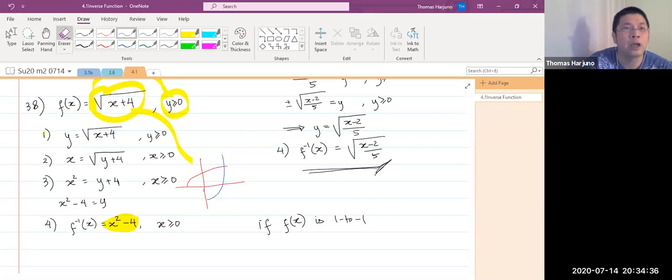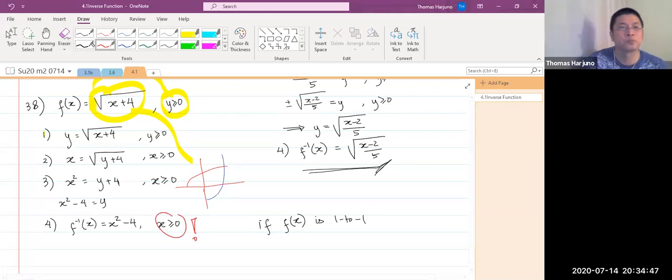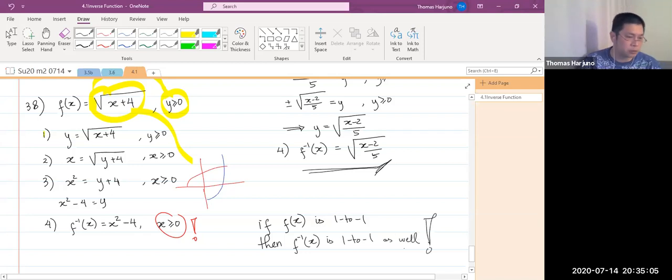Okay, that's why the fact that we need to have this restriction becomes something very important. Okay, don't forget that restriction. If f(x) is one-to-one, then the inverse function needs to be one-to-one as well. Okay, keep this in mind. Extremely, extremely important.